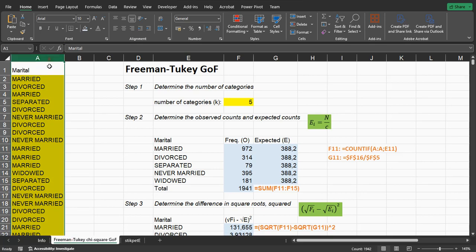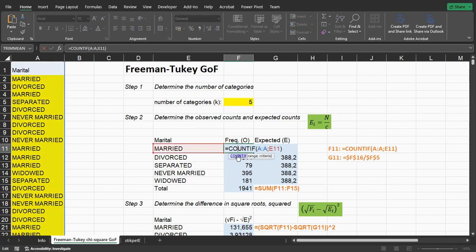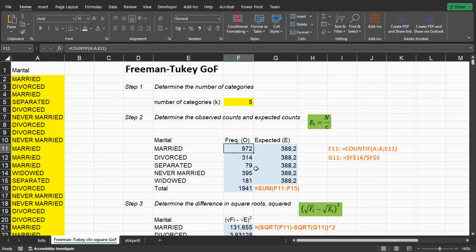I have some data in column A of different marital categories, and the first thing I need is the number of categories, which in this case is actually 5. Then I need to actually get the observed count for each category, so these are the 5 categories. The observed count can be simply done with a COUNTIF function and then copy paste it down.